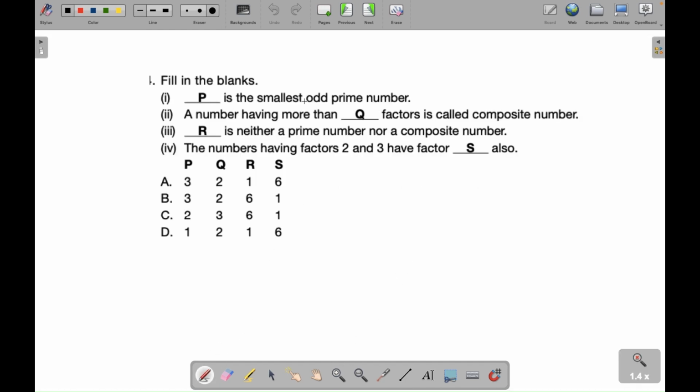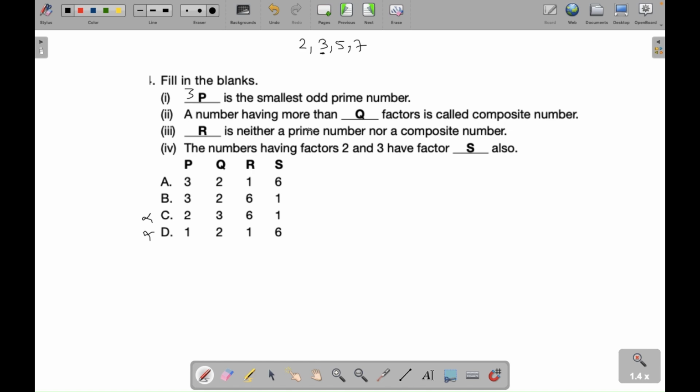P is the smallest odd prime number. So we can start to write prime numbers. So prime numbers are 2, 3, 5, 7 and so on. Which is the smallest prime number? 2 is the smallest prime number, but 3 is the smallest odd prime number, right? So P is 3. Again, we'll just peek at the options. So C and D become incorrect because they say 2 and 1, right?